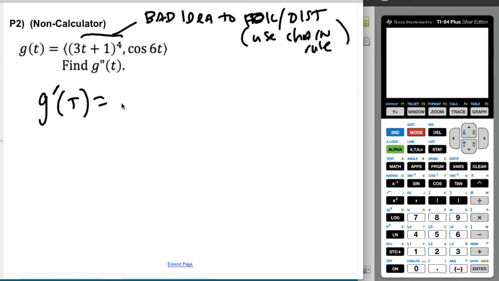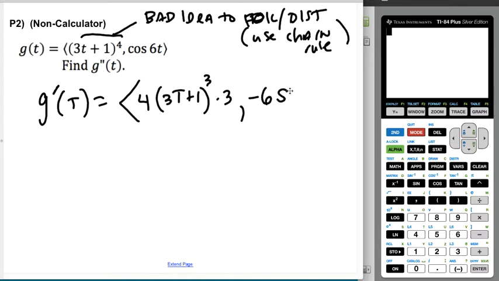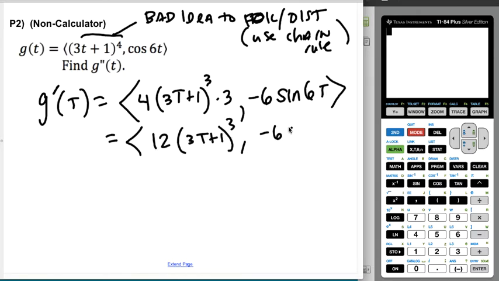So when I differentiate, I'm going to get 4 times this 3t plus 1 to the third times the derivative of the 3t plus 1, comma, the derivative of the cosine 6t is going to be a negative sine 6t times the 6. So negative 6 sine 6t. Now I'm going to clean this up a little bit and recognize that that's actually a 12 times a 3t plus 1 quantity cubed. The 12 cannot be moved inside, and none of that stuff can be moved outside.